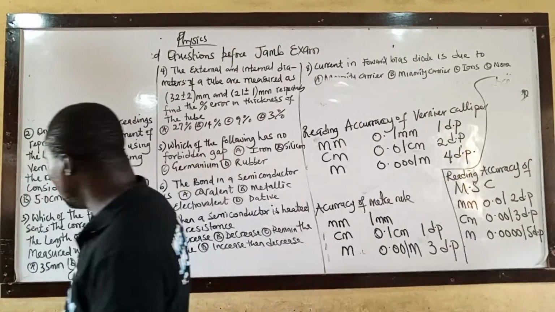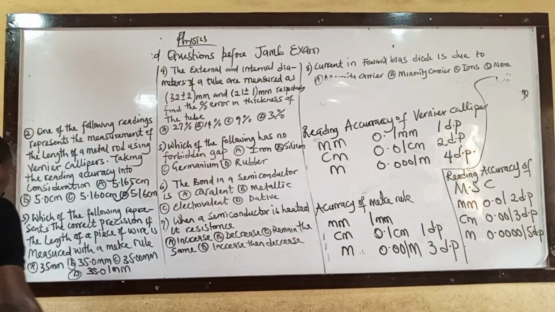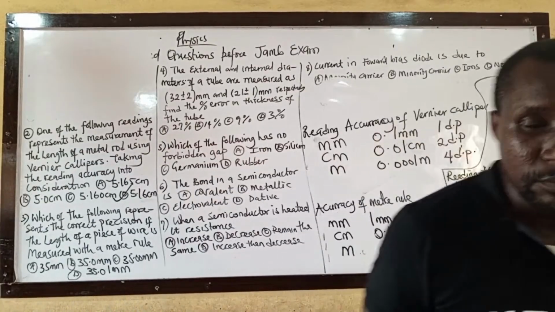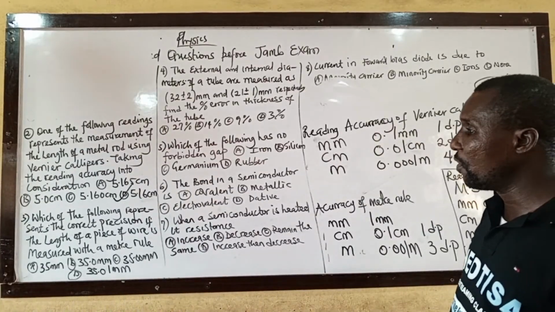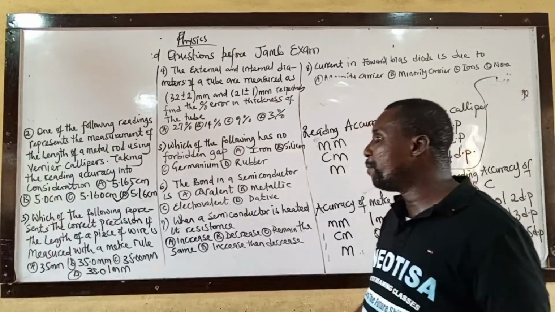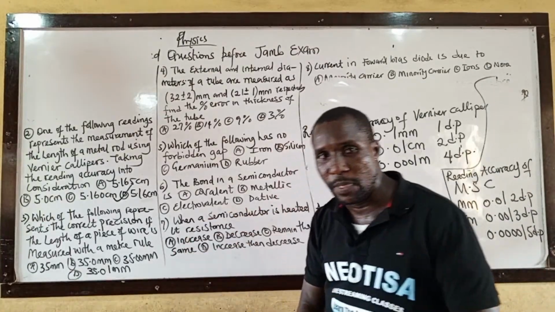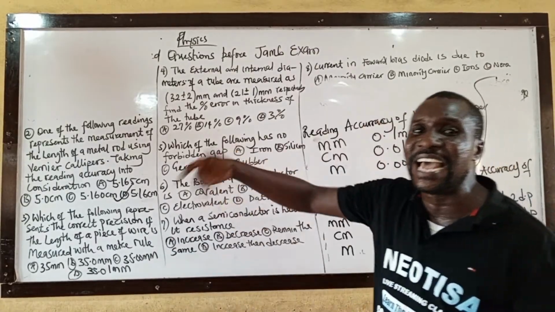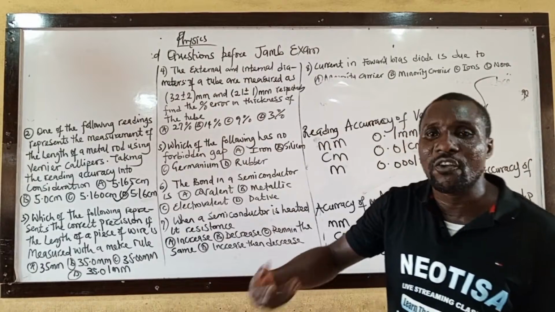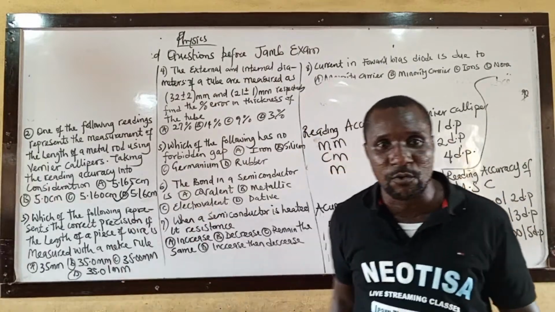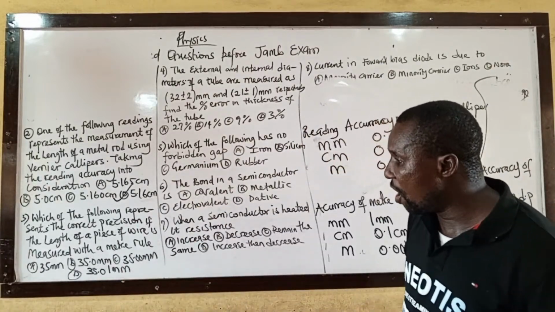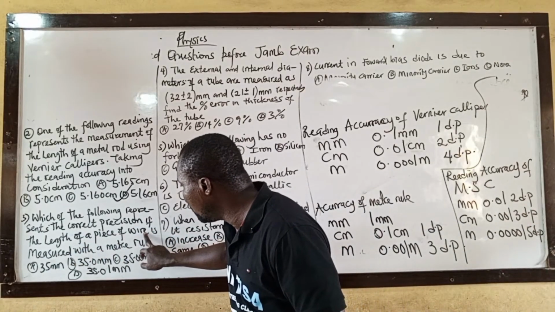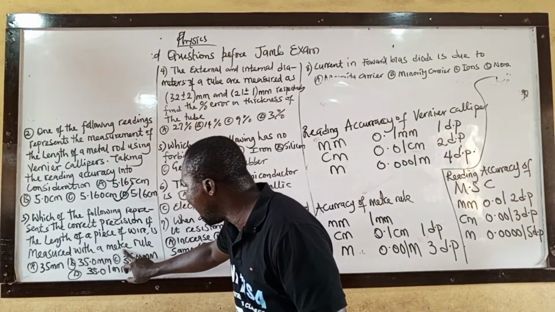Option D. Take note. Look at number 3, the same thing. Which of the following represents the correct precision? Correct precision, that means the reading accuracy of the length of a piece of wire measured with a meter rule.